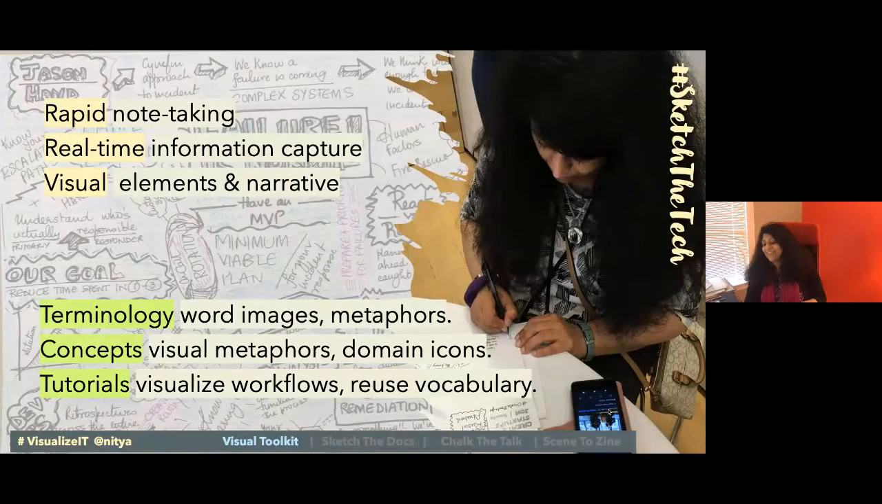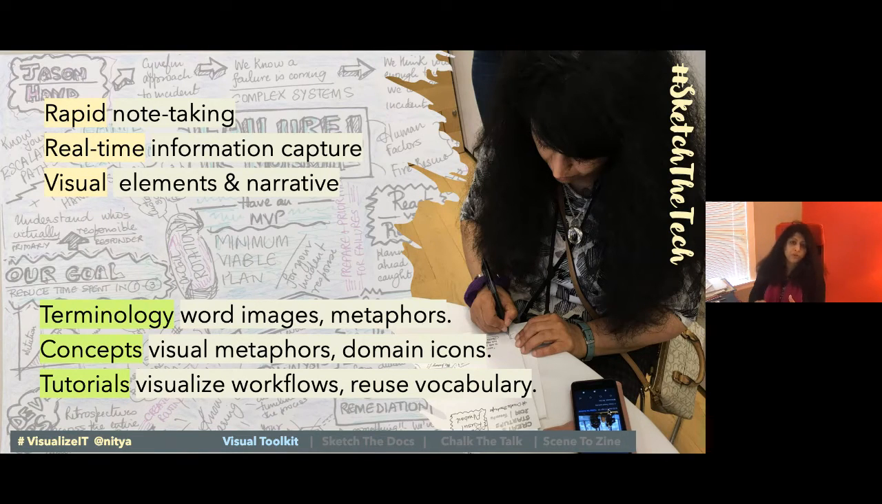All right, so we'll try to go rapidly through the next two segments. This one is really like, okay, at this point, if you've got the basic toolkit, how do you apply this to sketching technical documentation? So you want to look at rapid note-taking, which is sketchnoting, all the basics you looked at so far. Real-time information capture, how do you practice to capture this in real time? And then how do you add visual elements and narrative?